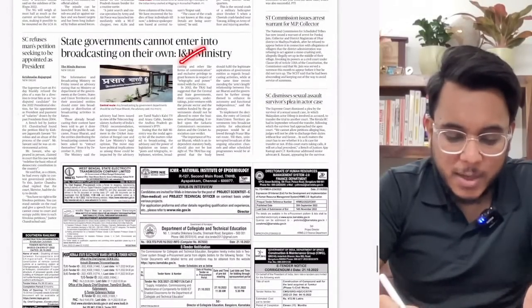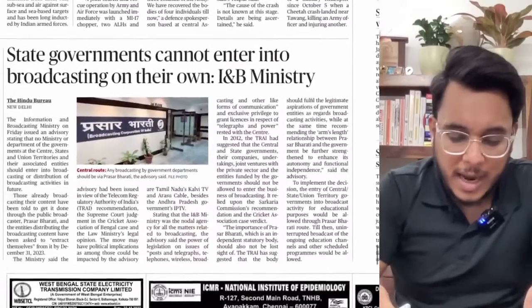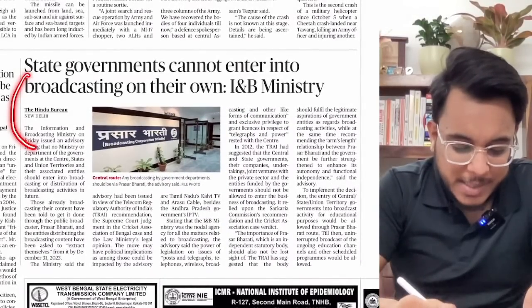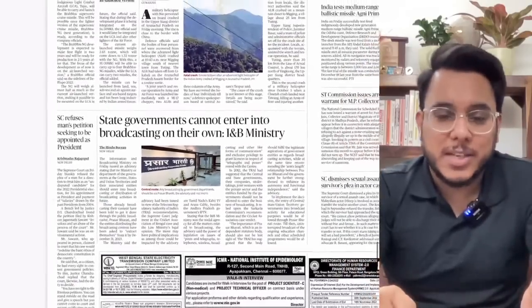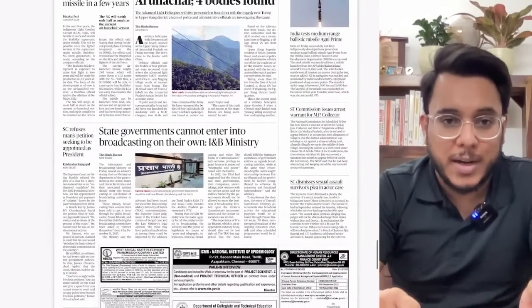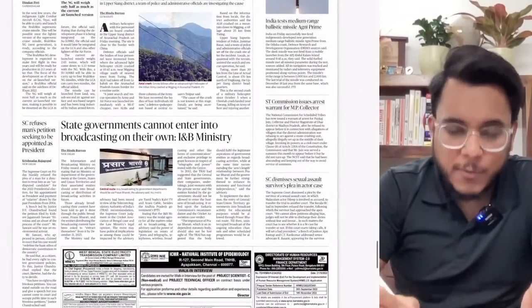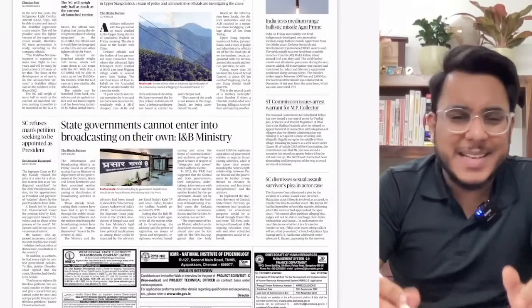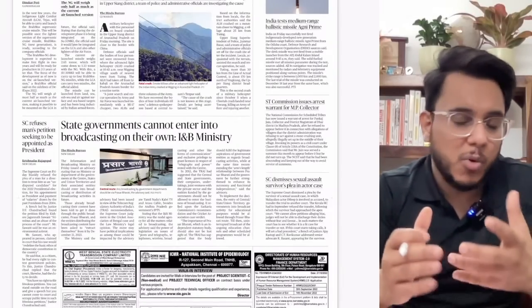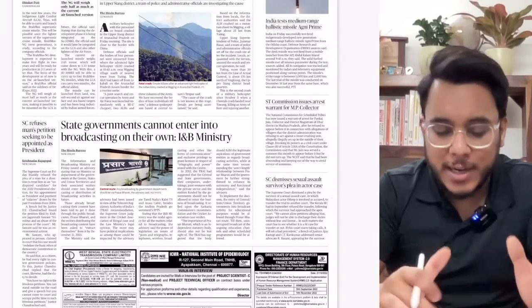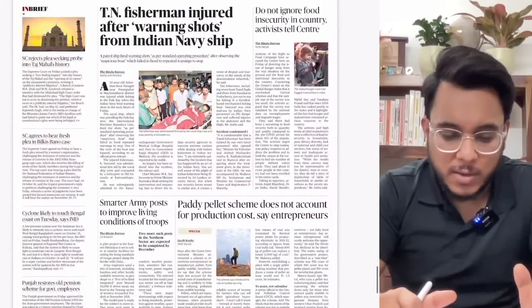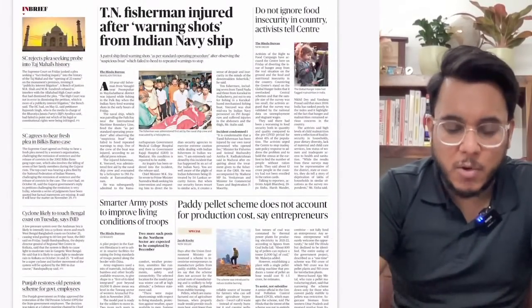Then, state governments cannot enter into broadcasting on their own, says the I&B Ministry. Okay, so basically when we talk about broadcasting, for broadcasting rights, the approval from I&B has to be taken. However, guys, these are technical details. Okay, on such kinds of things, you don't need to fixate too much. Then moving on, Tamil Nadu fishermen injured after warning shots.